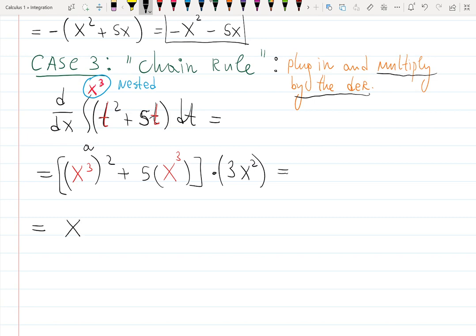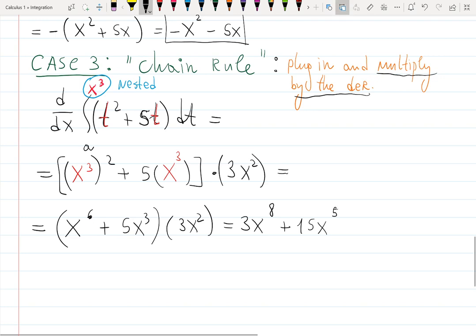But at least I will write down x cubed and then squared gives me x to the 6. X to the 6 plus 5x cubed, everything times 3x squared. Or you can distribute everything. 3x, 6 plus 2 in this case, gives you 8, plus 15x, 3 plus 2, that's 5. Both of these are good answers.